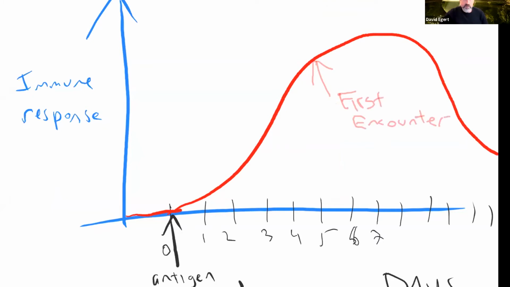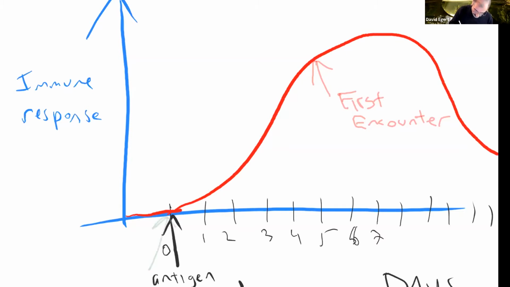The first time you encounter this thing, it takes a while to get this whole response going. In the meanwhile, the pathogen had a chance to make you sick, but then you got better. But you made memory cells in that process. So now, kind of squirreled away in your body are these cells that recognize this thing if it ever sees it again. So now, let's have it happen again.